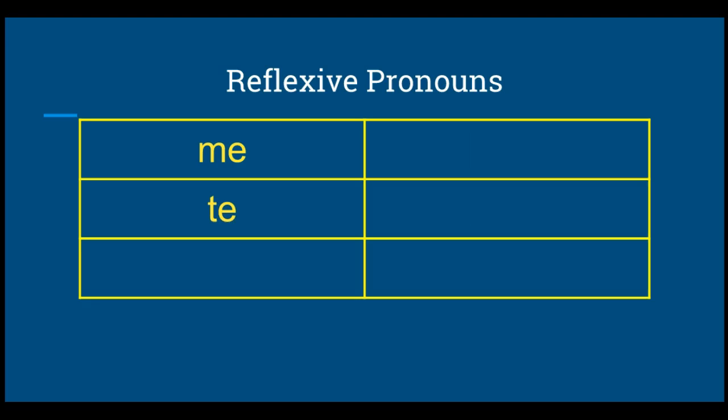If he, she, or you, as in usted, is doing something to him or herself, the reflexive pronoun would be se. If we are doing an action toward ourselves, then we would use the reflexive pronoun nos. If y'all or you, as a group of people in Spain, are doing an action toward yourselves, then you would use the reflexive pronoun os. And then if they or you guys, as in ustedes, are doing an action toward themselves or yourselves, then you would use the reflexive pronoun se.